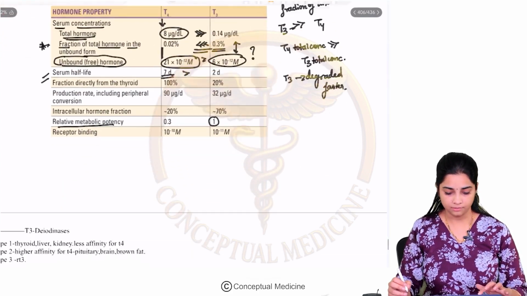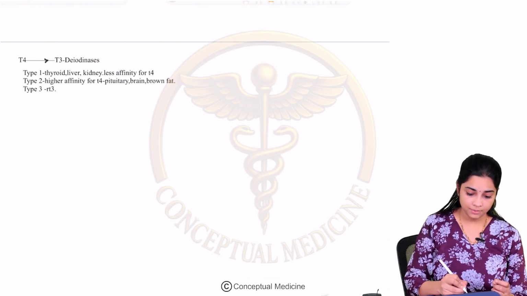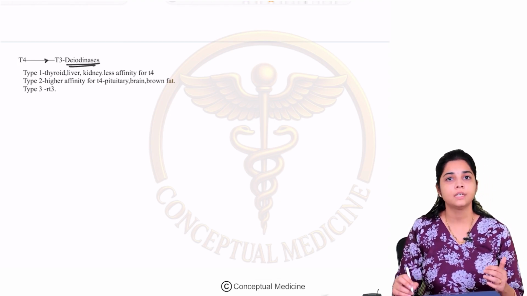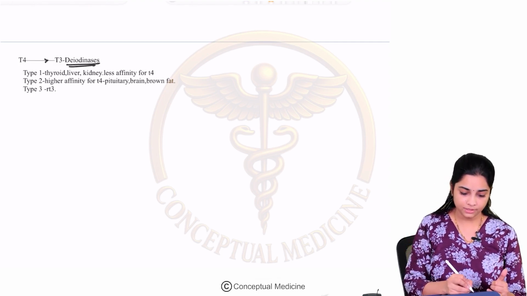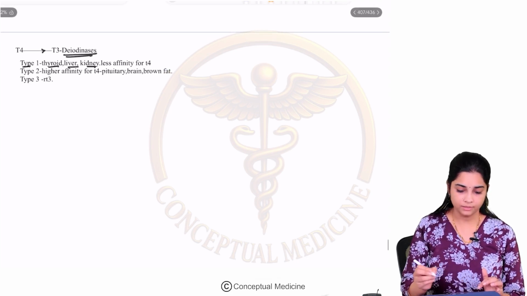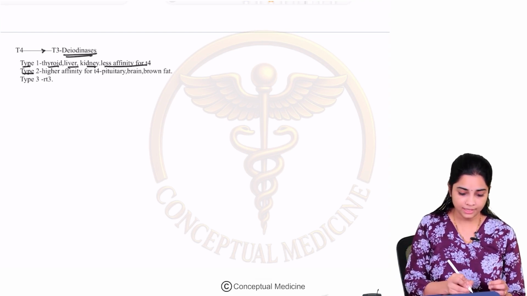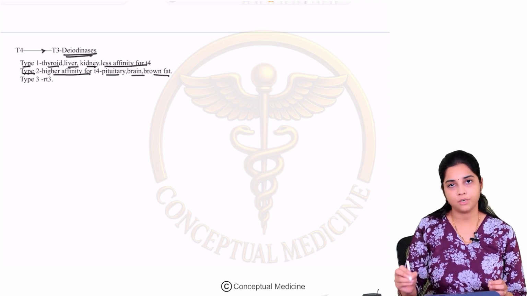Okay, fine. Now, T4 is converted into T3 by this group of enzymes which we call deiodinases. So type 1 deiodinase is found in the thyroid, liver, kidney. This has lesser affinity to T4. Type 2 deiodinase has higher affinity and it is found in pituitary, brain and brown fat.